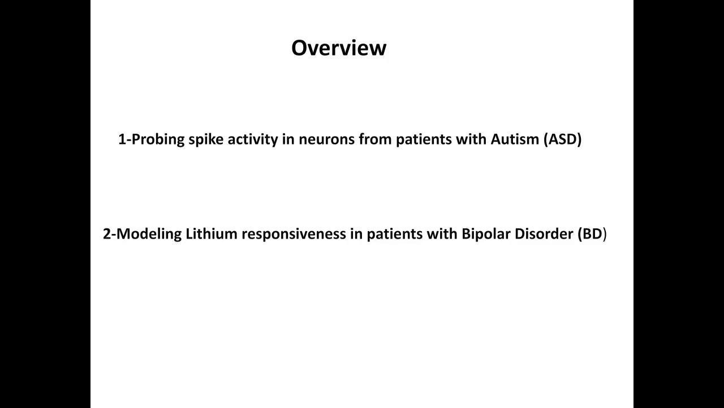Today, specifically, I will be telling you about two promising studies in our lab where we aim to model two different neurological diseases. In the first part, I'll show you that iPS-derived models from autism spectrum disorder patients, or idiopathic autism, have altered activity. In the second part of my talk, I'll show you the data from our attempt to model drug responsiveness in vitro using iPS-derived neurons from patients with bipolar disorder.